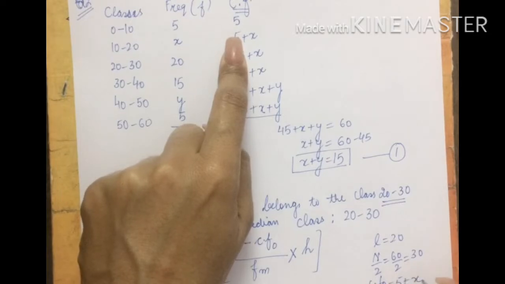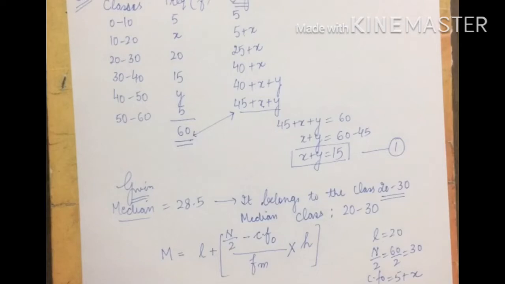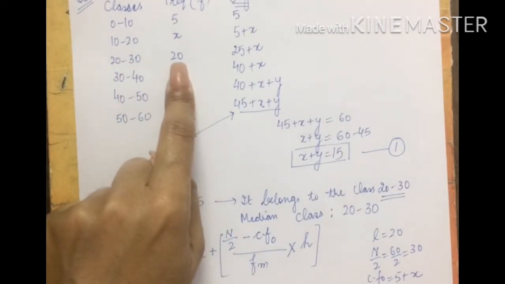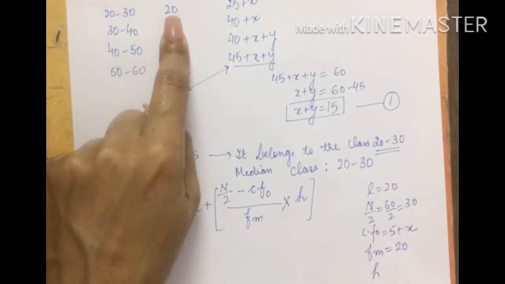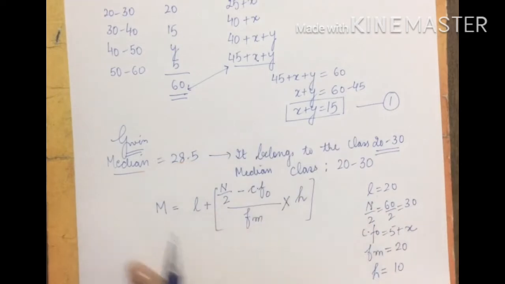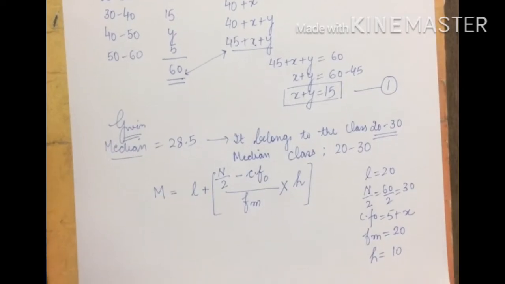So 5 plus x. Then frequency of the median class. Median class is this. Its frequency is 20. Now the class size is 10. Let's use the values here and solve. We've been given the median as well. So we will be substituting all the values here which are provided to us. So median is 28.5.